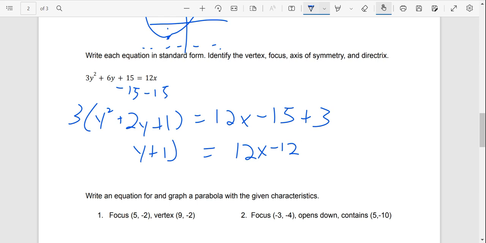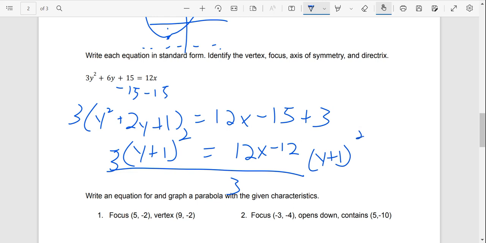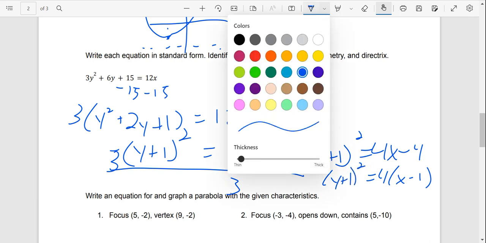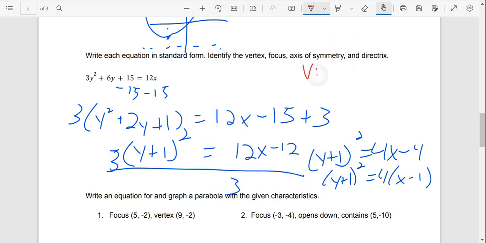Y plus 1 squared, 3 up front. Divide everything by 3. Y plus 1 squared equals 4x minus 4. Factor out the 4. And that equation should look familiar in your formatting. So what does that get us in terms of vertex? Vertex, 1 comma -1.